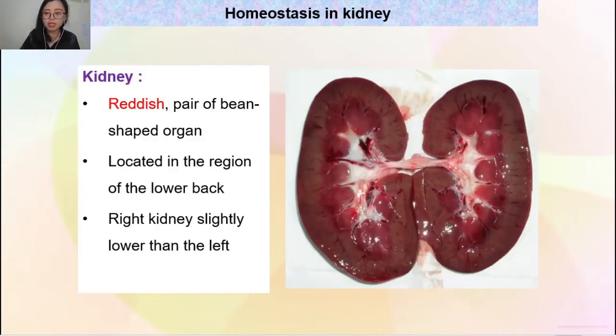Now let's talk about the kidneys. The kidneys are a reddish pair of bean-shaped organ. This is from a human. Ini satu biji buah pinggang yang dibelah dua dari atas ke bawah. So this is a cross-section of a kidney. It looks like that thing on the right.